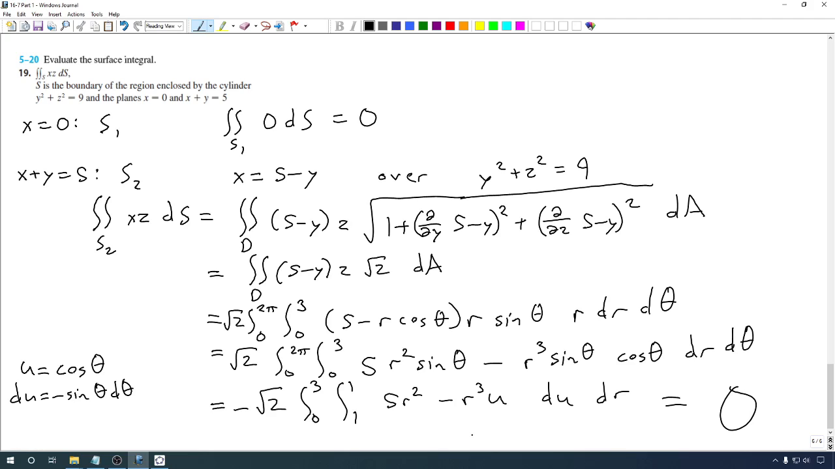But our last piece, which we'll call S3, that's going to be the actual side of the cylinder. What I'm going to do is take a cue from polar coordinates still. So here, our side of the cylinder.